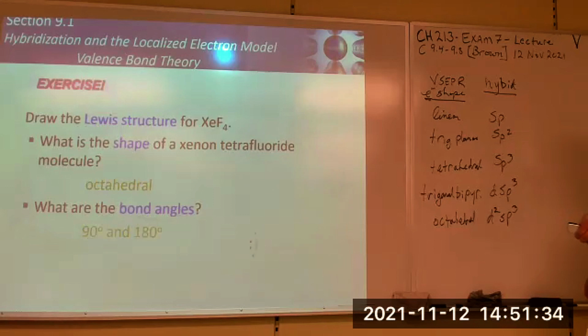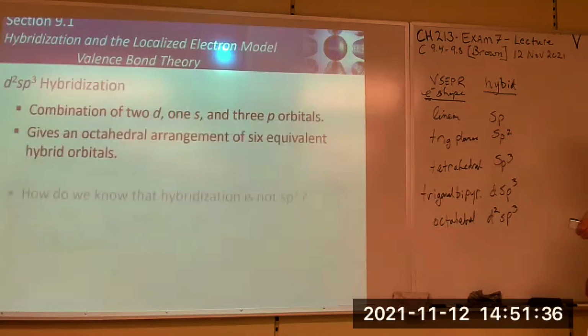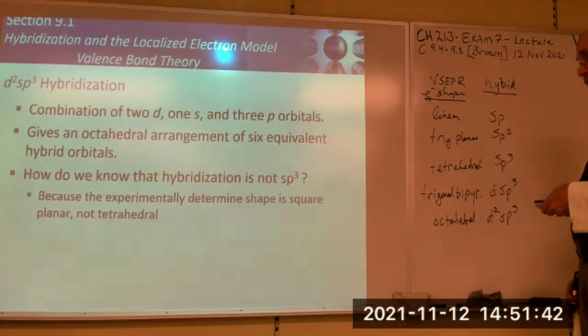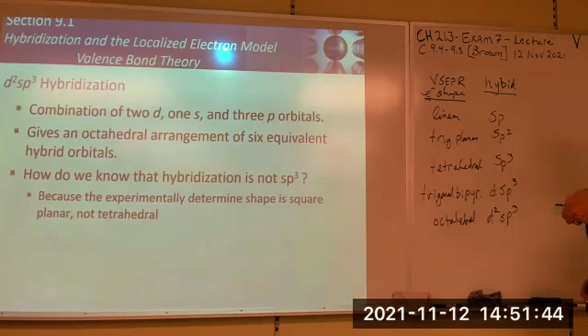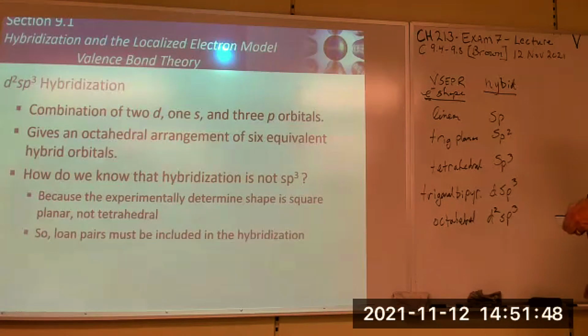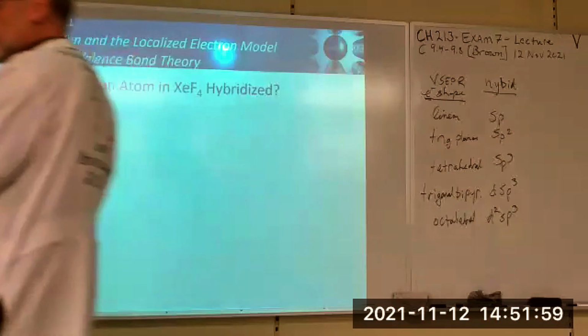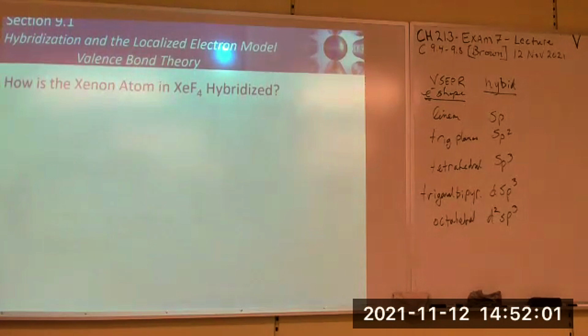So there's our physical evidence that says it can't be sp3 hybridized. It has to be d2sp3. So we have to include the lone pairs in this hybridization scheme. See how complicated it can get when your model fails to answer the question and you start modifying it.